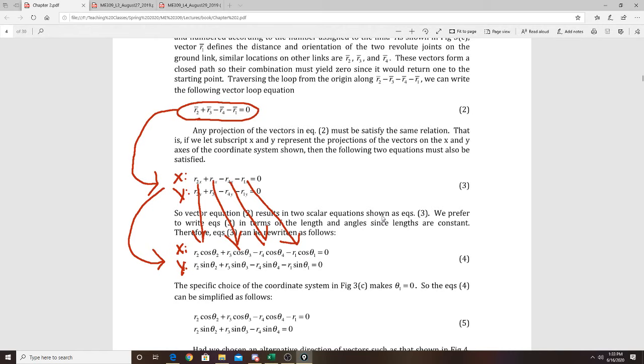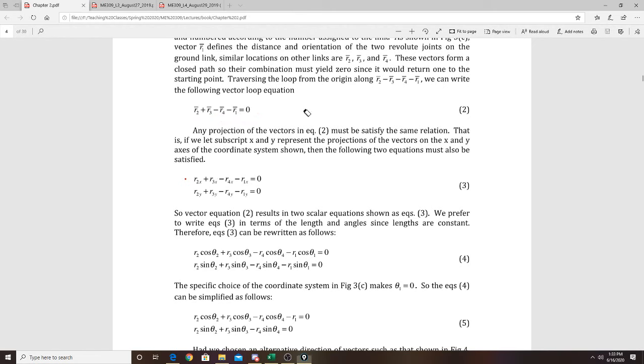These are just the x and y components of that vector loop, right? That is all they are. Nothing more than that. So, let me go ahead and get rid of this.